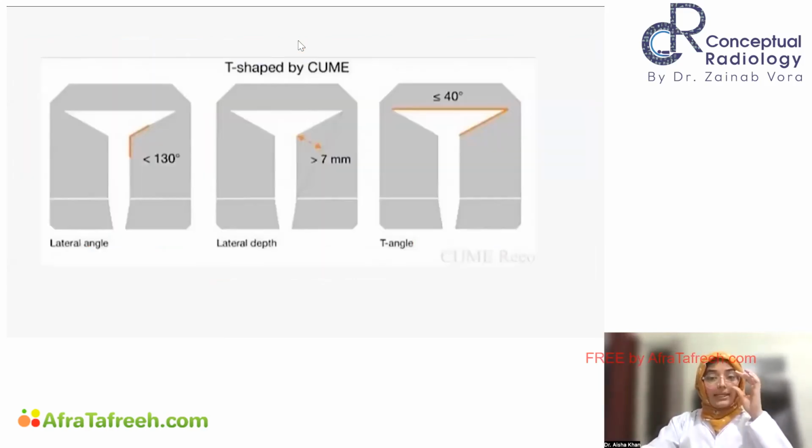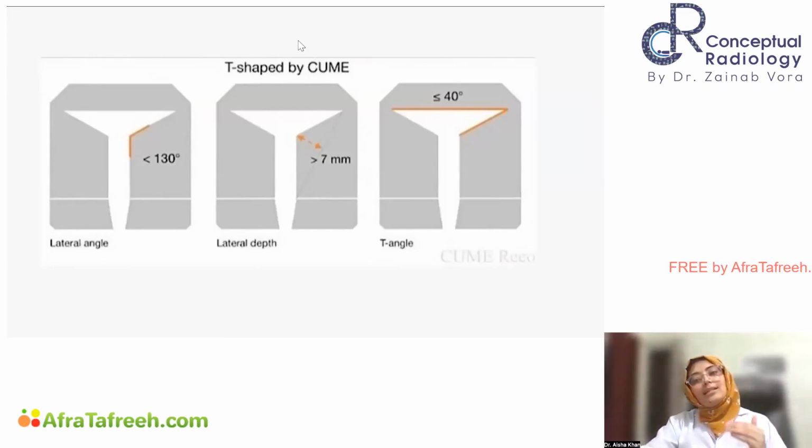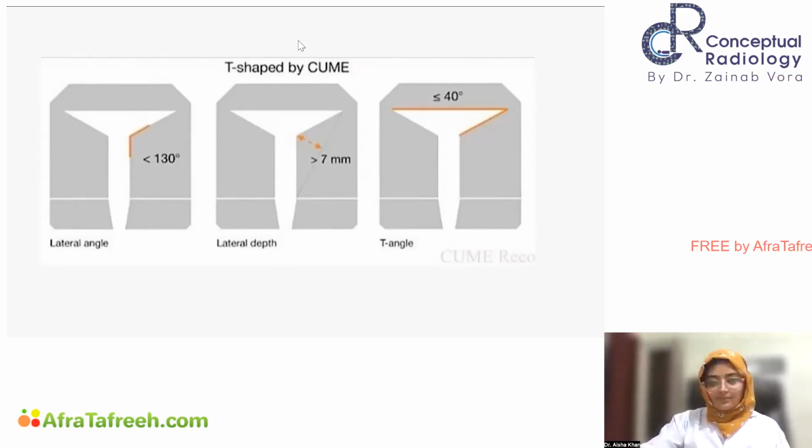Now CUME has given guidelines for a T-shaped uterus. Very simple. There is a lateral angle, a lateral depth if it is more than 7 mm, and there is a T angle if it is less than or equal to 40 degrees. So lateral angle which is less than 130, a lateral depth because the lateral wall was thick, so lateral depth should be more than 7 mm, and then a T angle which is equal to or less than 40 degrees. If you're getting all three criteria fulfilled, you call it a typical T-shaped.